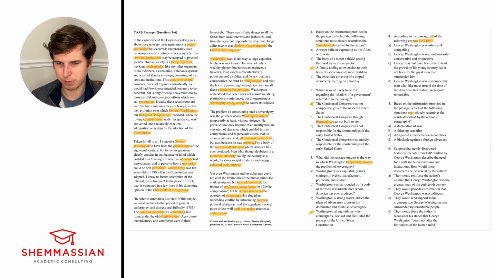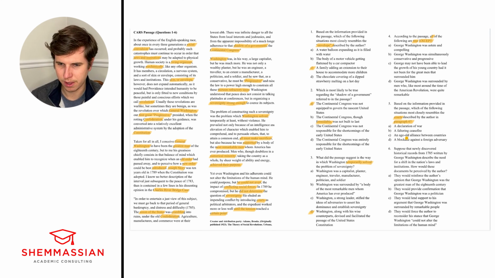5, based on the information provided in the passage, which of the following situations most closely resembles the courts described by the author in paragraph 6? Okay, they're even helping us, but we did know that he mentioned courts down here, right? These were a way to elude impending conflicts, right? So let's see what we got here. Declaration of war, that is opposite. Faltering ceasefire, that seems good, right? Because again, the courts didn't work, right? The tension reached a certain point and we went to war anyways. So faltering ceasefire, that's a decent answer.